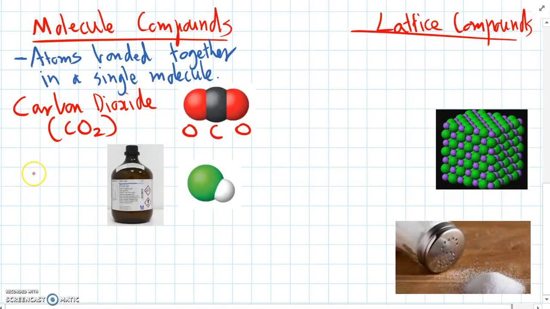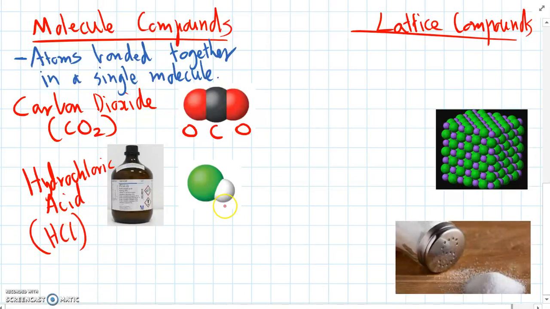Here's another example of a compound that's a molecule. This is hydrochloric acid. And it's called HCl as its symbols because it's made up of a hydrogen, which is H, and a chlorine, this green one here. Hydrochloric acid is a really strong acid and it's dangerous to use. So these are compounds that are molecules, but compounds can also be a lattice.